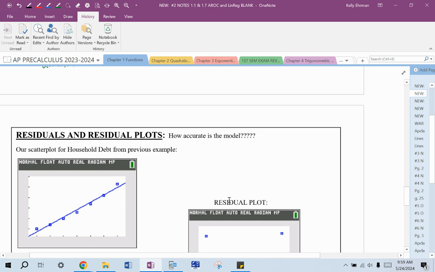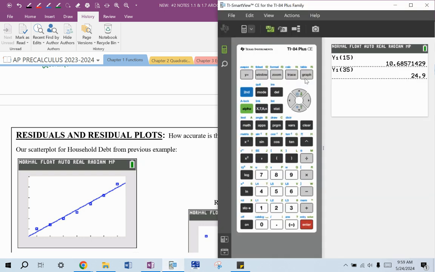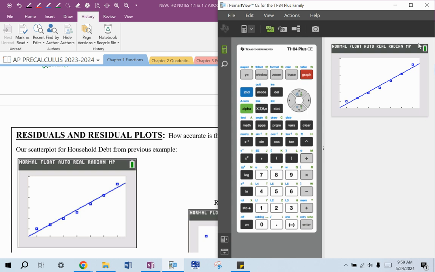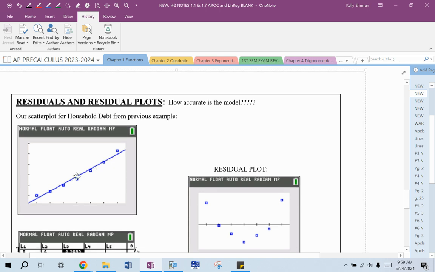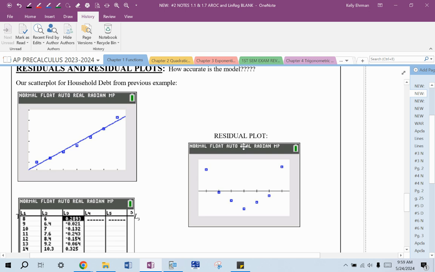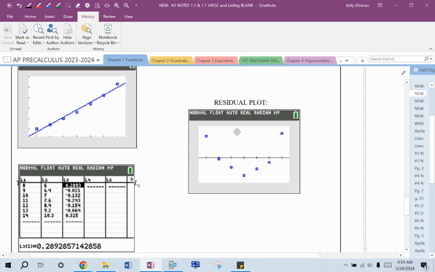We just came up with a line of best fit. I just said, hey, this kind of looks curved, like maybe the line of best fit. What if the trend continues to curve up and my line goes this way? That's not very accurate. So here's our scatter plot that we just saw. This is a residual plot. And before I get to the residual plot, in L3, these are the list of residuals.